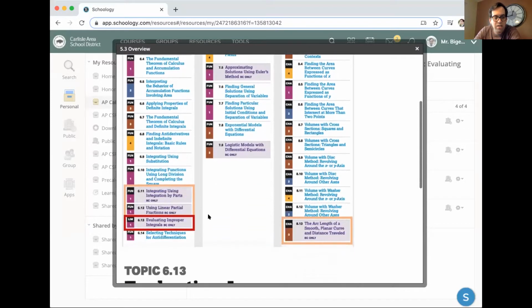If I scroll down here, you can see we've got 4 purple lessons for BC only that we're going to be covering. We already covered integration by parts and partial fractions. This is called evaluating improper integrals. And then next time we'll finish up with arc length, which again, we've already seen in parametric coordinates, and we're going to come back and hit on that in just regular rectangular coordinates as well.